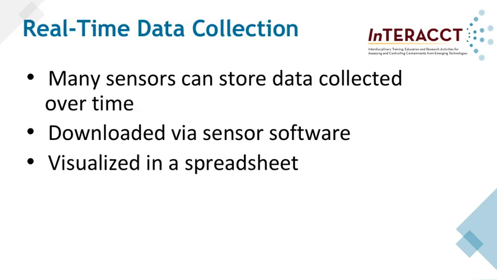So with real-time data collection, typically the sensors can store data collected over time on a data logger. That information then has to be downloaded to your computer via software that's generic to that particular sensor. Then once it's outputted to a spreadsheet, often in text form, the data needs to be translated into numeric form, and then it can be visualized in the spreadsheet using graphing techniques, or analysis of the information can be done statistically, as will be described in the statistical analysis module.